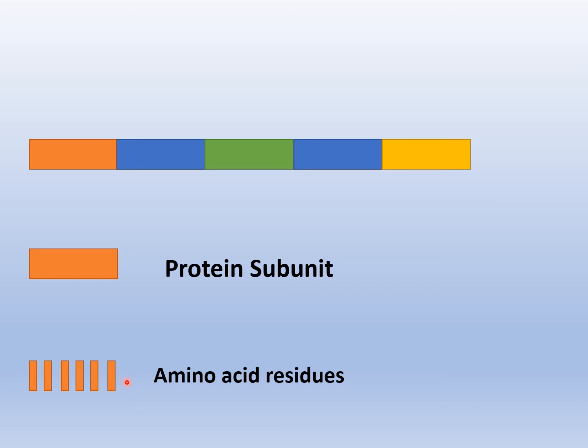Amino acid residues would form your protein subunit, which is the monomeric protein, and more monomeric proteins bonded together will form your multimeric proteins.